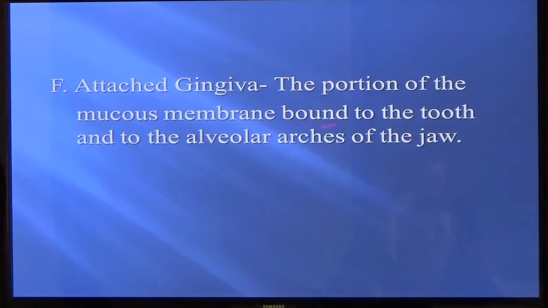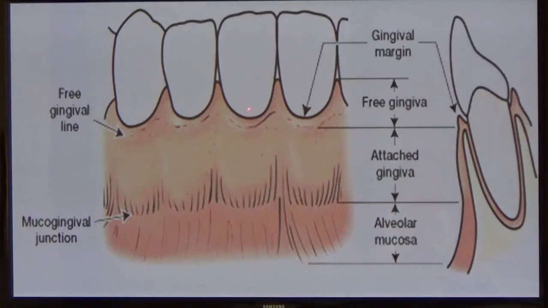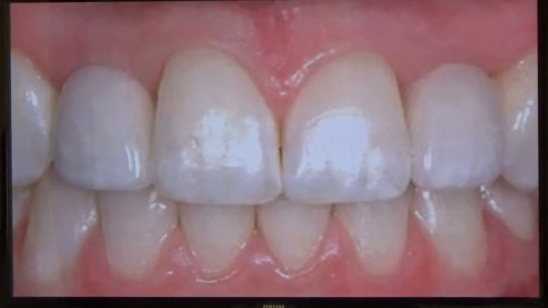Okay, attached gingiva is a portion of the mucous membrane bound to the tooth and to the alveolar arches of the jaw. So attached gingiva is going to be from here down to here, and that's the really pink tissue. Right underneath the free gingiva you have the periosteum that's stuck to the bone. If you look at your gums, you can see how it changes color to a darker red. From here to here, you have attached gum tissue, and then you have unattached gum tissue, which is up here.